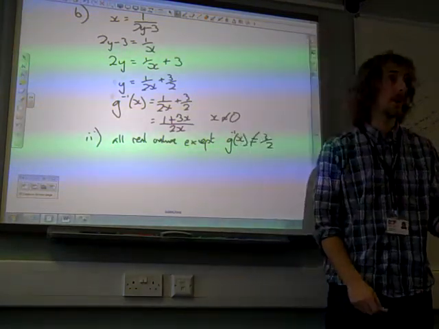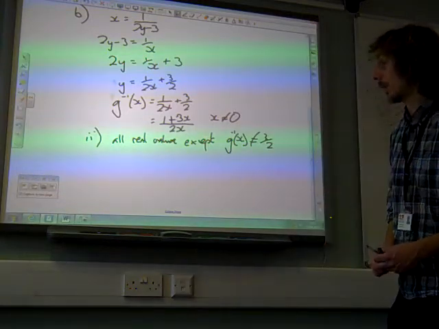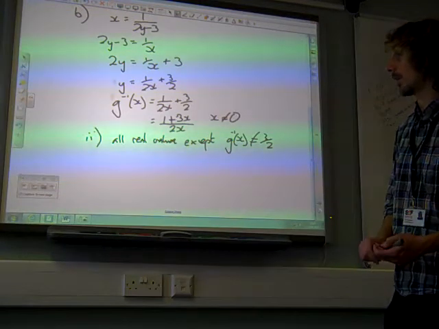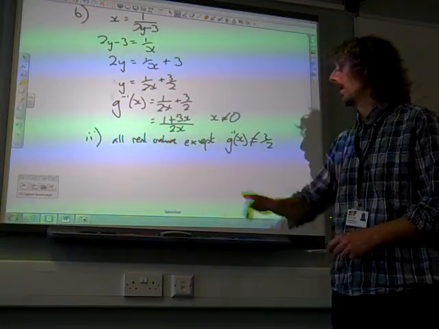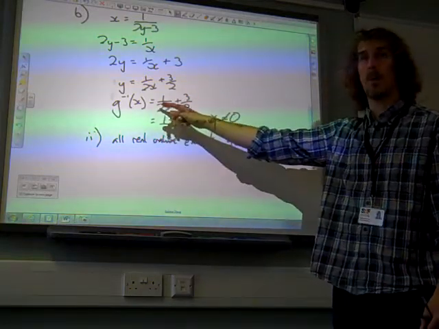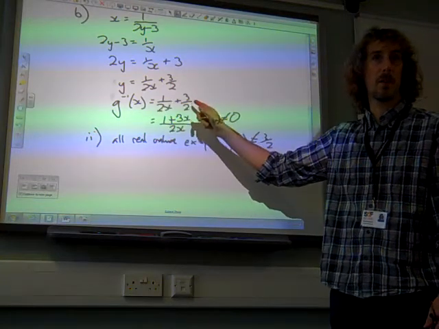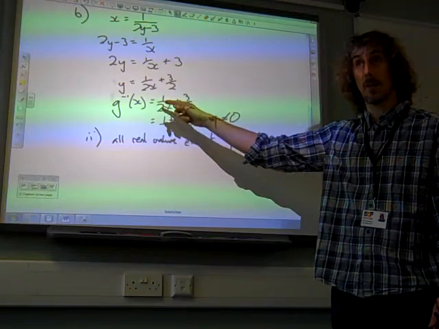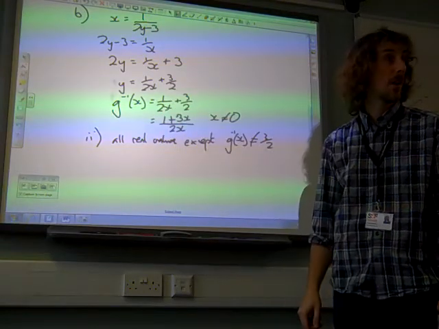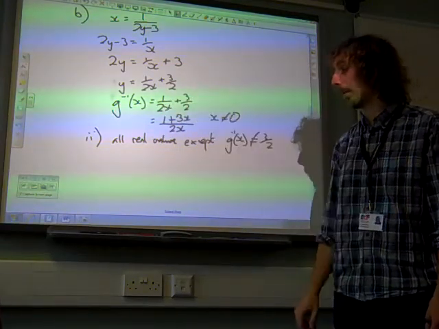We can also see it, can't we? The only way that we might end up with 3 over 2 is from this bit. But if we look at that, the only way you'd get 3 over 2 is if this bit was equal to 0, and this bit can't be equal to 0 because it's 1 over 2x. And so you can get it from there as well.